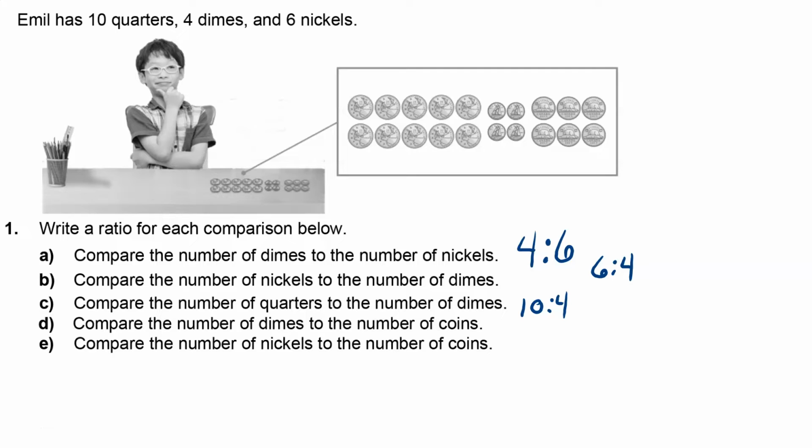Now we compare the number of dimes to the total number of coins. Since we've got 10 quarters, 4 dimes, and 6 nickels, that's 20 coins in total. We're told to compare the number of dimes to the number of coins, so the number of dimes is first, and we've got a ratio of 4 to 20. Part E says compare the number of nickels to the total number of coins. So we've got 6 nickels to a total of 20 coins, a ratio of 6 to 20.